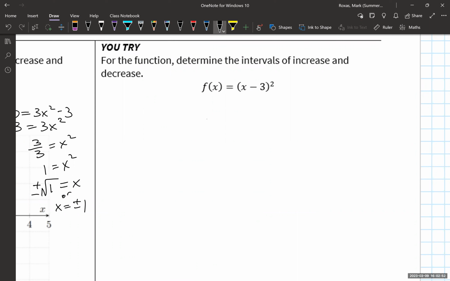Okay, hopefully you had a chance to try it. Here it is, f prime x. Find the derivative first. Using the chain rule, we'll bring the 2 to the front. 2 times x minus 3. Exponent becomes 1, but we don't write that. And then the derivative of the inside is still going to be 1. And if I expand this, I get 2x minus 6. Now, solving for critical points, make the derivative equal to 0. 0 equals 2x minus 6. And solving for x, I get x equals 3.